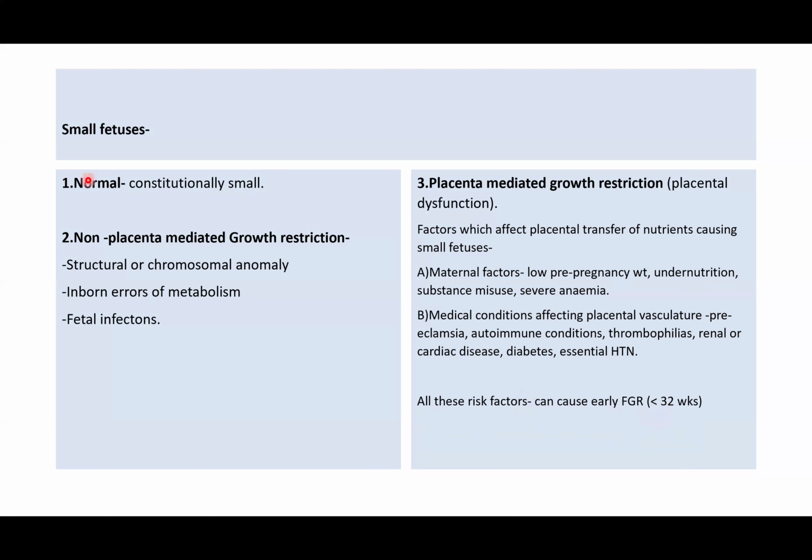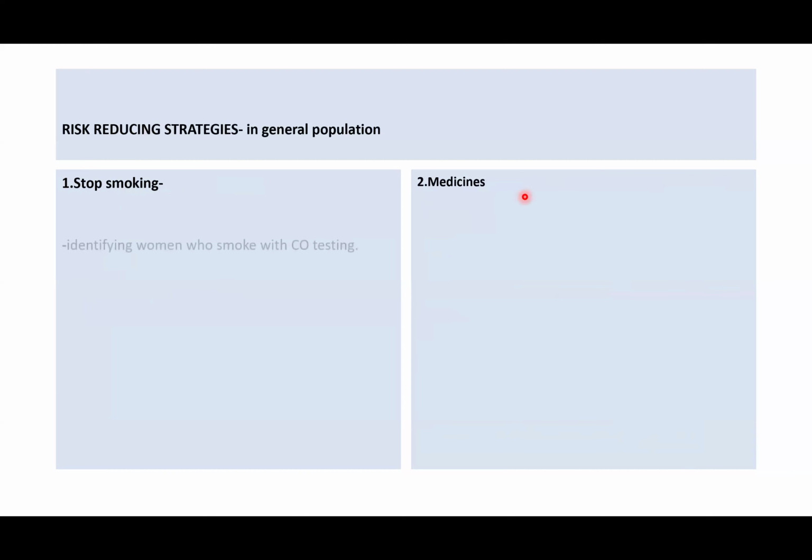So small fetuses can be divided into normal fetus, or they can occur because of non-placenta mediated growth restriction or placenta mediated growth restriction. Now, what about the risk reducing strategies? How to prevent small fetuses in the general population? So first, a very important modifiable factor is advising the woman to stop smoking.